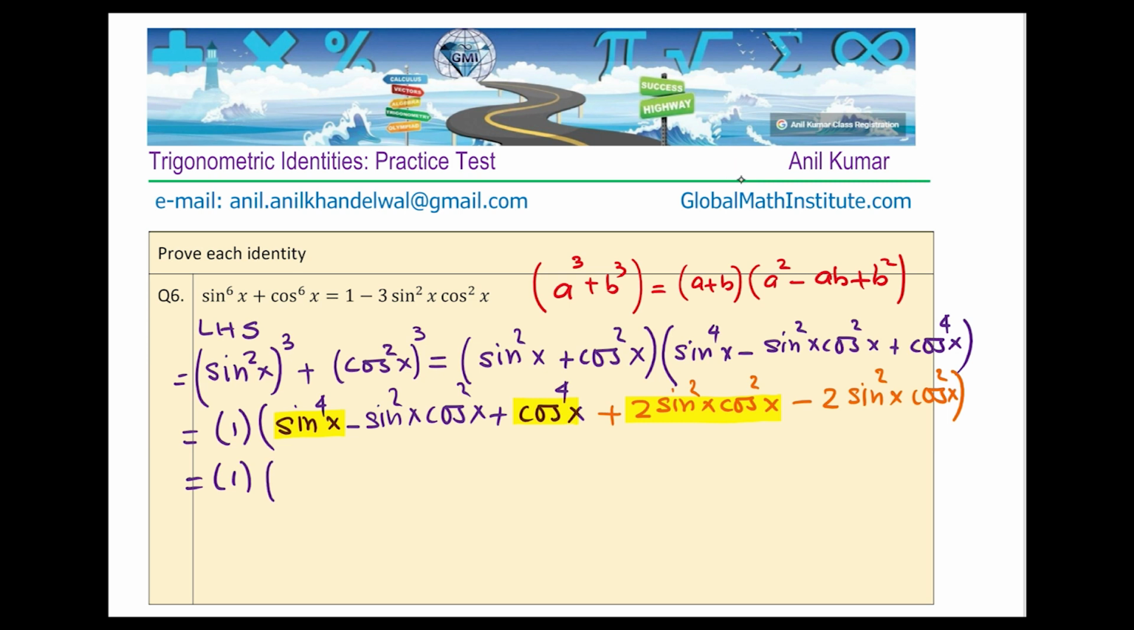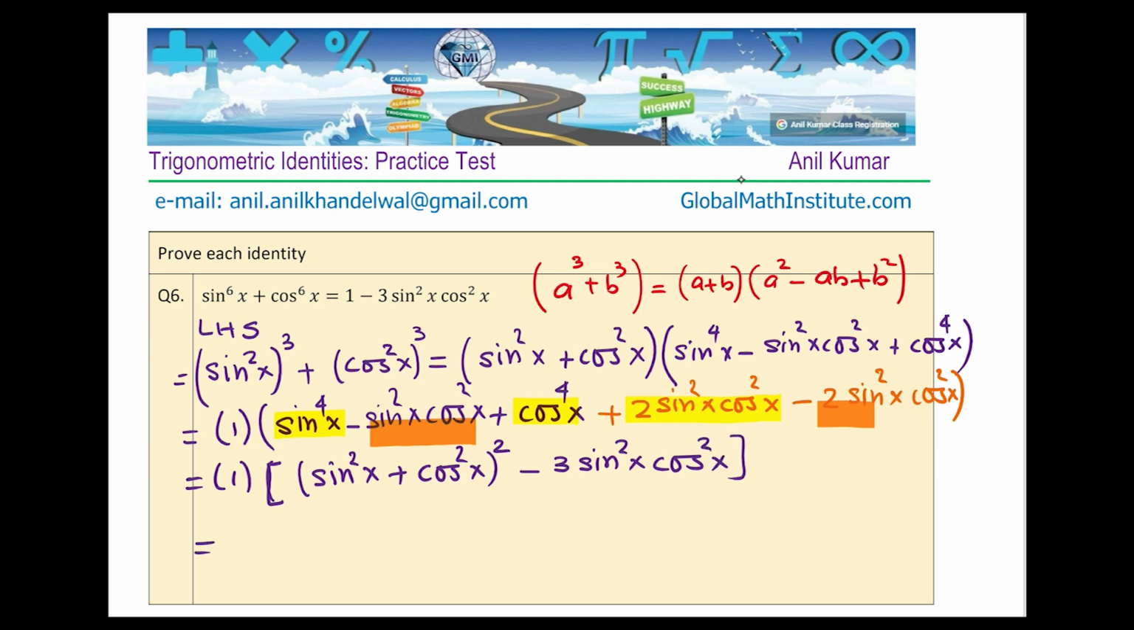Well, that is written as, let me put a square bracket here, (sin²x + cos²x)². Get the idea? So when you expand, you get sin⁴x plus 2 sin²x cos²x plus cos⁴x. Perfect. And what remains is these two terms, and they can be combined to write minus 3 sin²x cos²x.